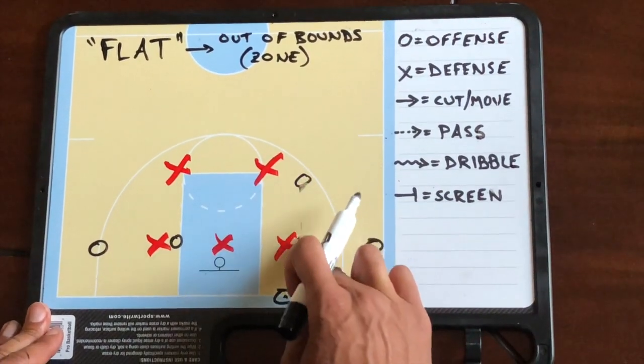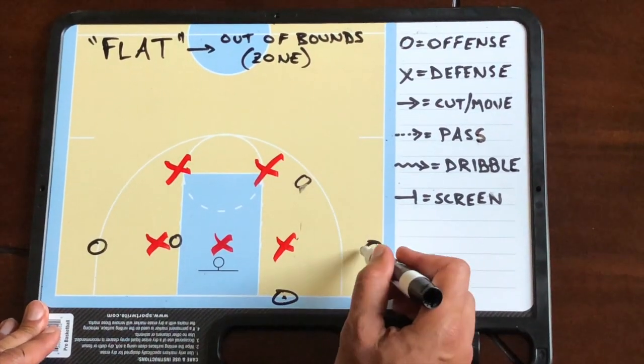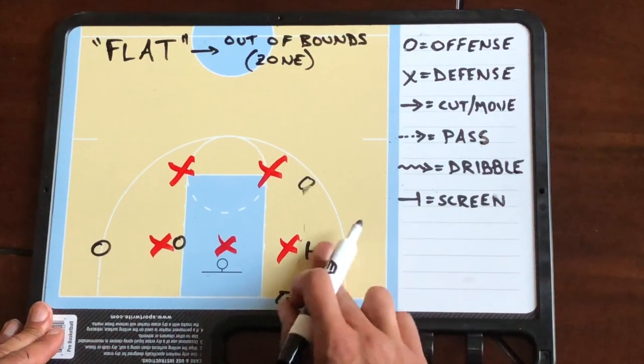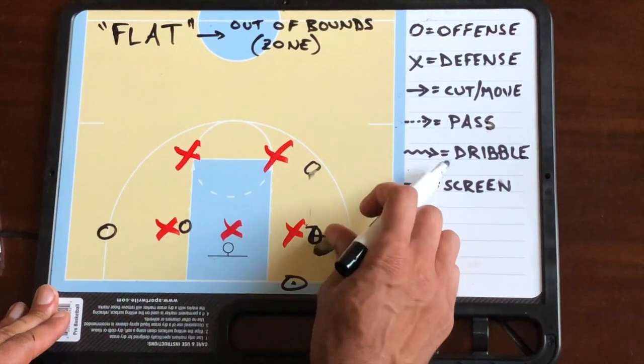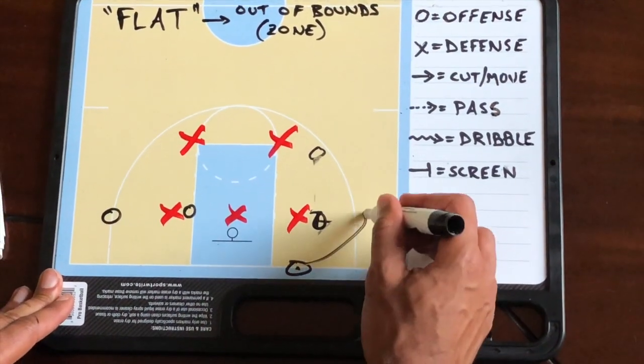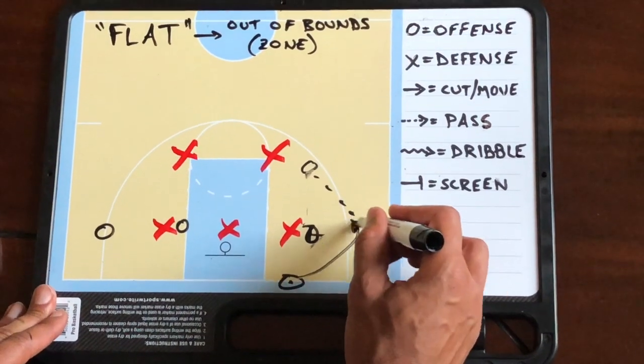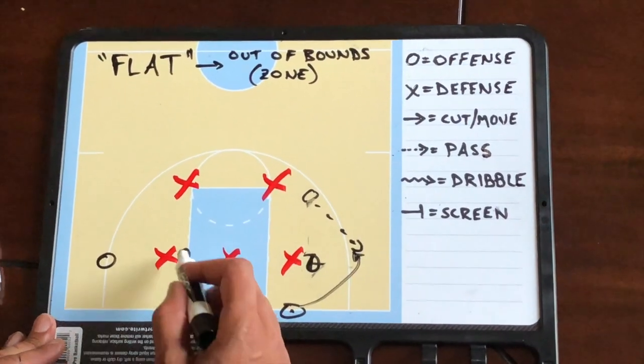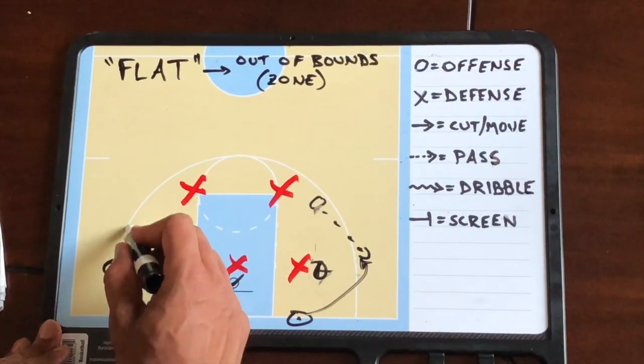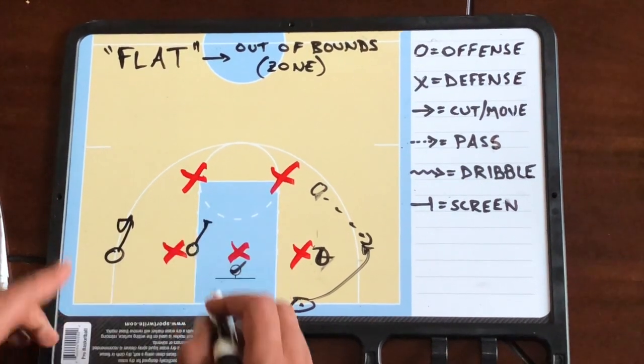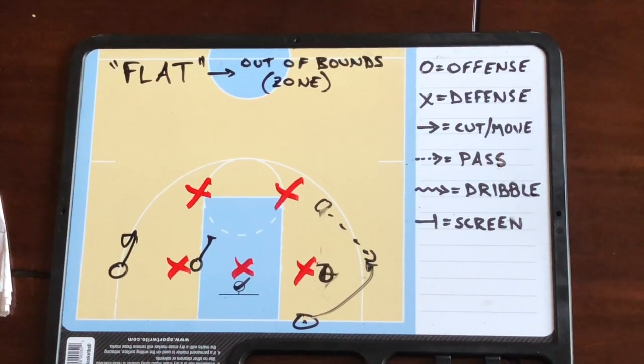And as soon as this person gets the ball, this person comes over, sets a screen right there. This person steps around. Quick pass, force shot. These opposite two players just get open as safety valves. That's flat, out of bounds play against the zone.